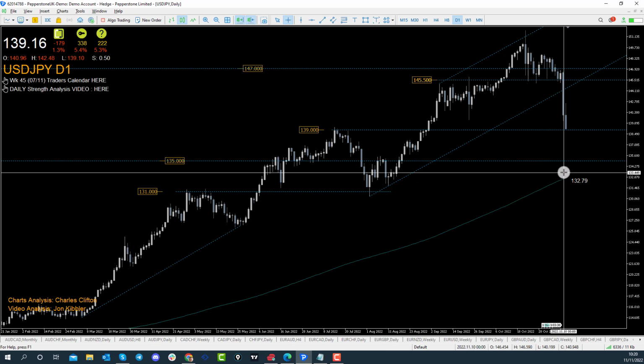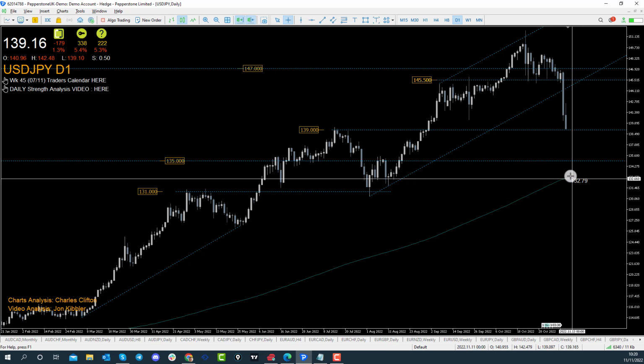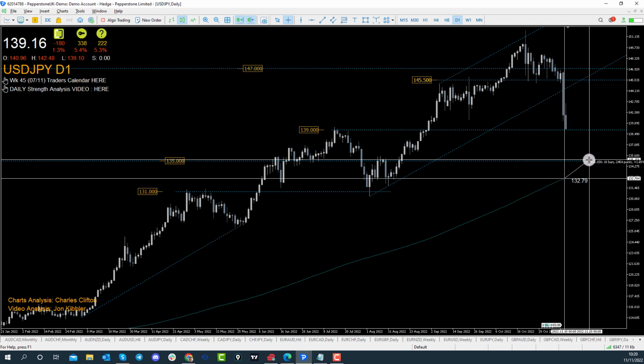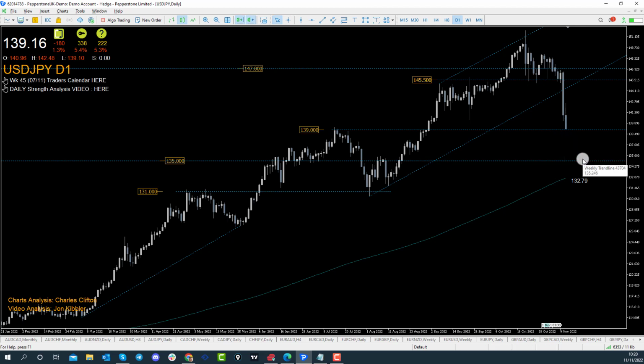We also do have some slight confluence as the 200 moving average is slightly below. So if the 200 moving average could catch up potentially with the 135, if price does trade through the 139 handle, then 135 could be the support point for dollar yen.